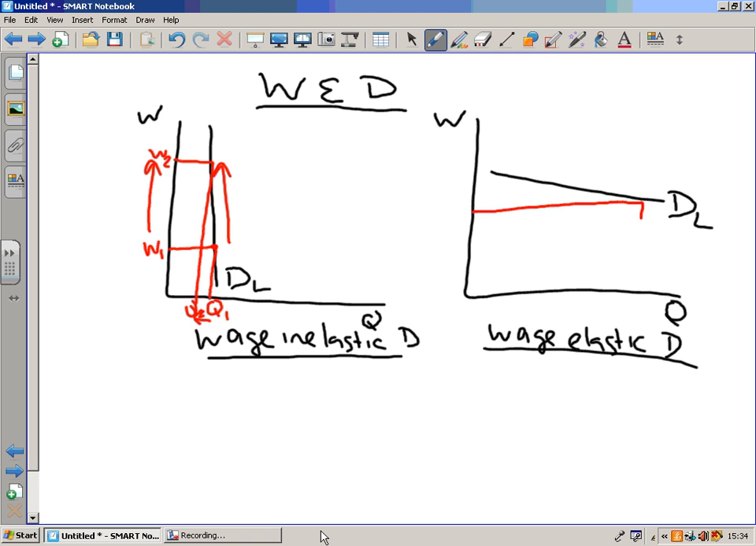Let's take another example. Again, at W1, Q1 people are employed. If wage rate increases by only a small amount to W2, we can see the demand for labour has fallen significantly to D2. Now let's think about what could make something inelastic.